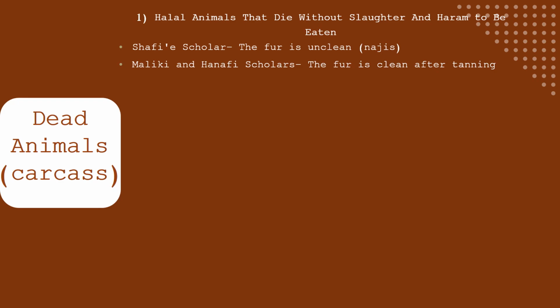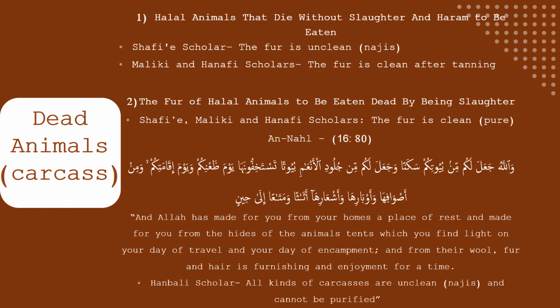The second one is the hukum of halal animals that die by slaughtering. The opinions of the Syafi'i, Maliki and Hanafi schools are that the fur is clean, not najis. This opinion is based on Surah An-Nahl verse 80. As for Hanbali scholars, all kinds of carcasses are unclean. So, the hukum of fur is also unclean.